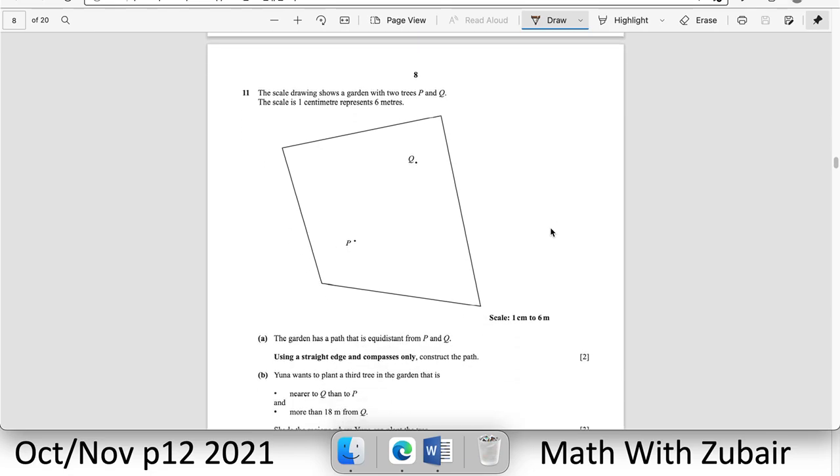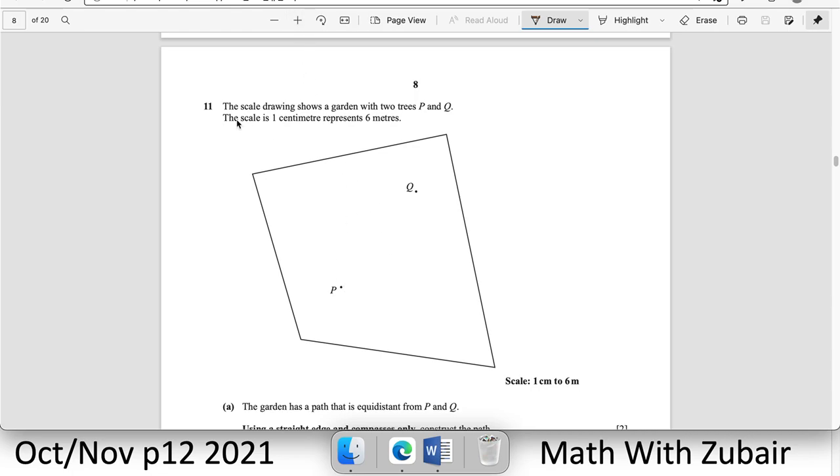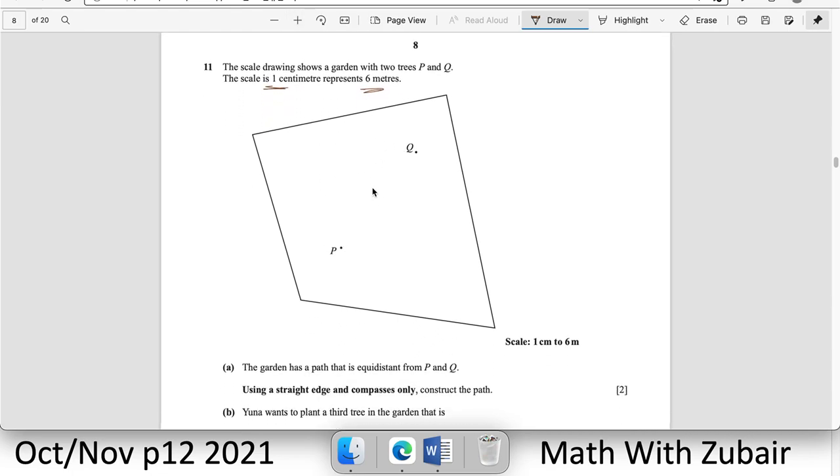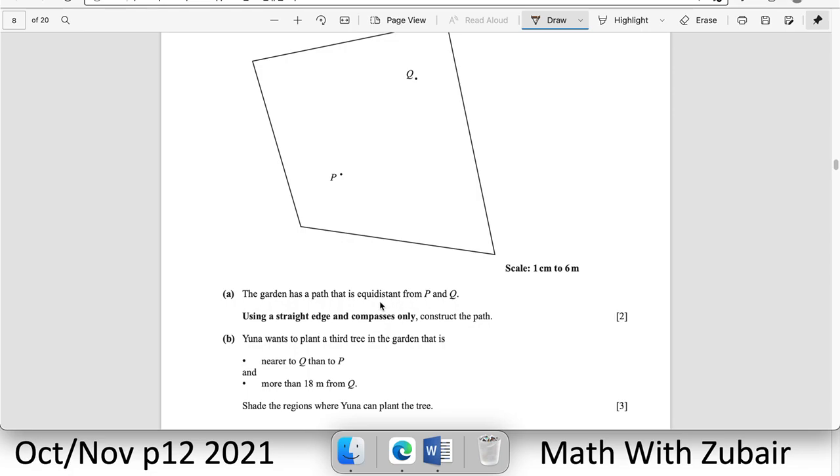Question number 11. The scale drawing shows a garden with the two trees P and Q. The scale is 1 centimeter represents 6 meters. So 1 centimeter to 6 meters, the scale is already there. The garden has a path that is equidistant from P and Q. Whenever they tell you equidistant, it is always a perpendicular bisector of the 2 points.